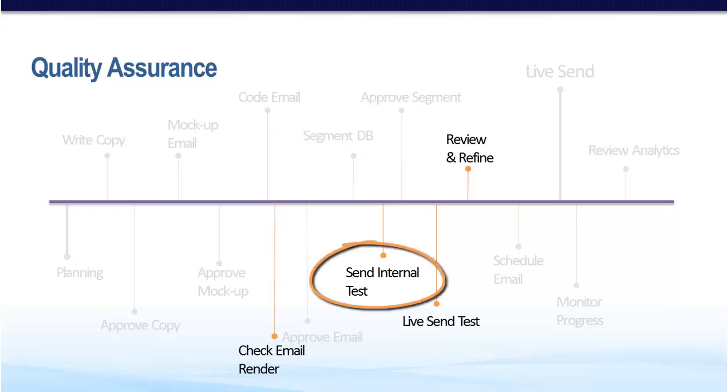Sending the internal test is the second quality assurance step. This involves sending an email to an internal distribution list. So it's a real send, not a sample email, but it's to internal staff to check that everything's working smoothly.